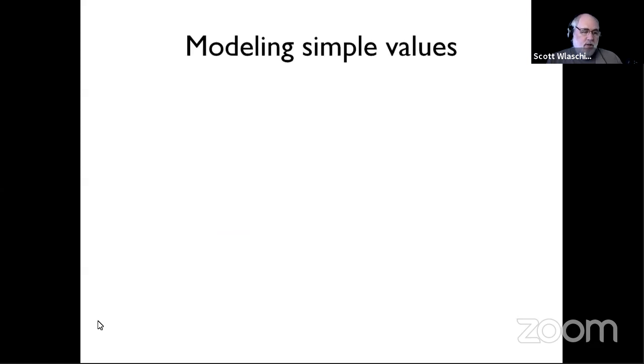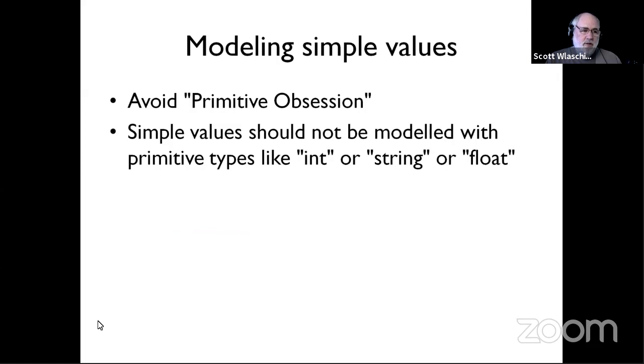So a simple value is something like a string or an int or date or something, but we should avoid primitive obsession, which means using strings and dates in our domain. The experts do not talk about strings and floats and dates and ints, right? We should not model them that way.